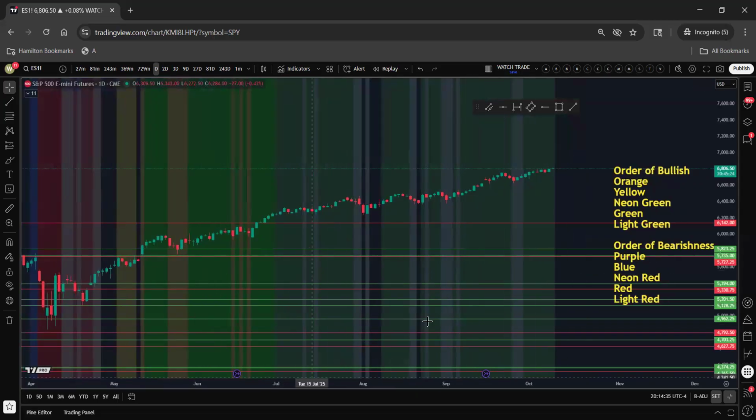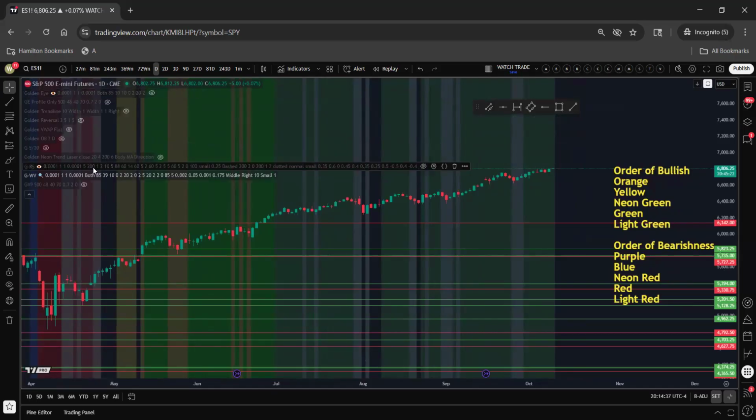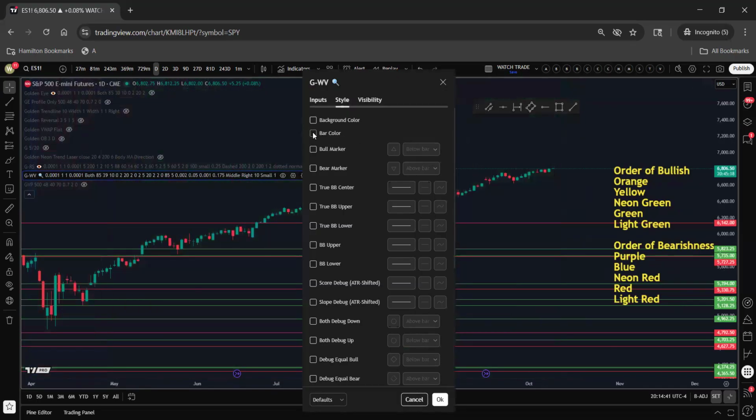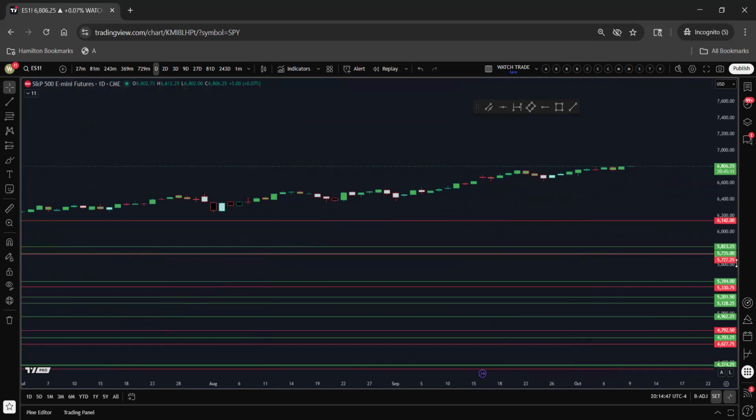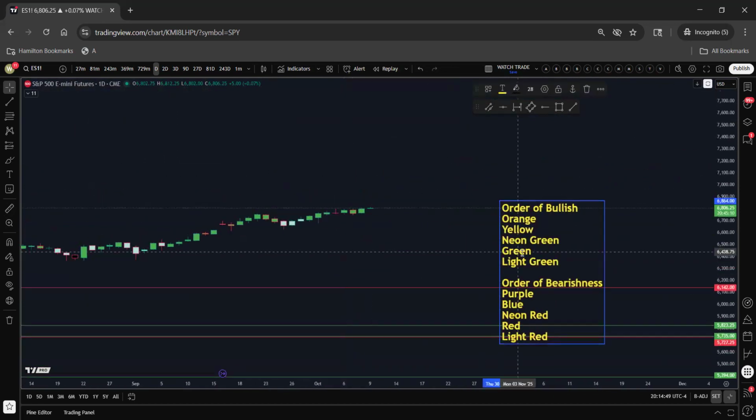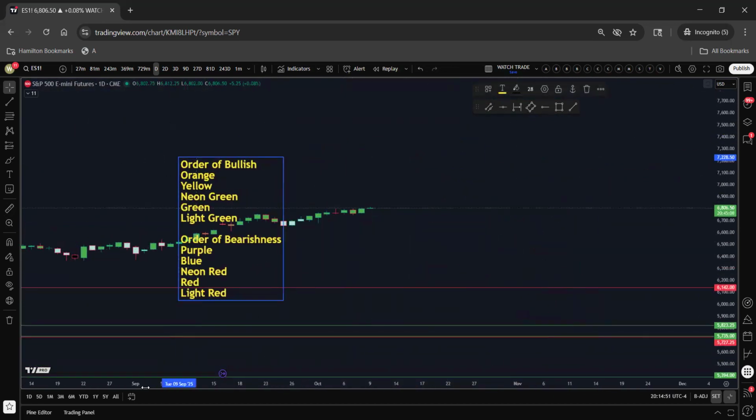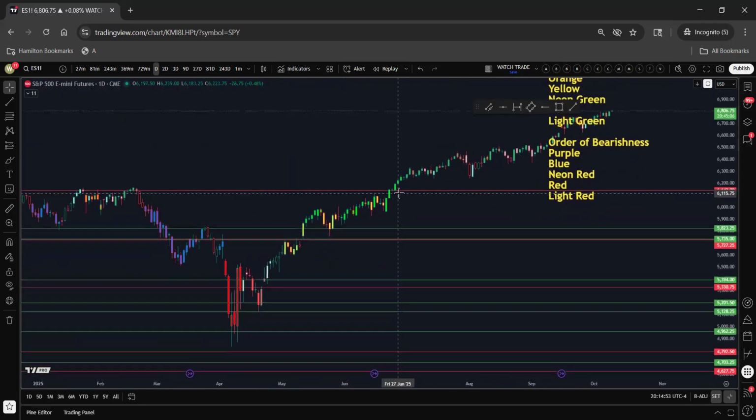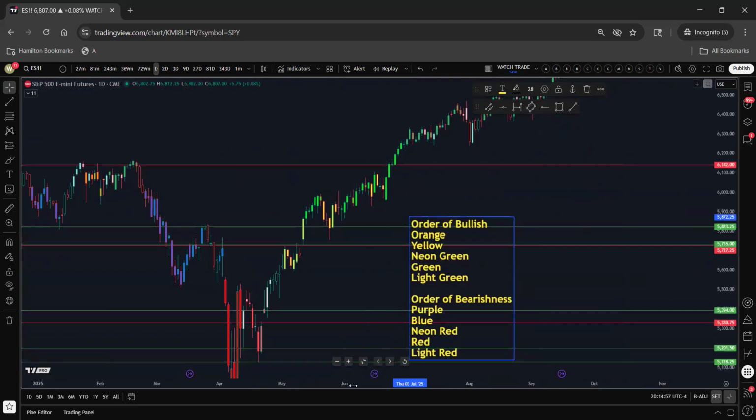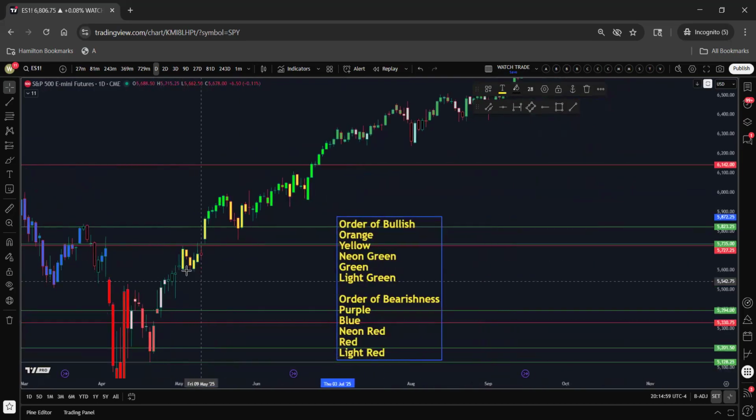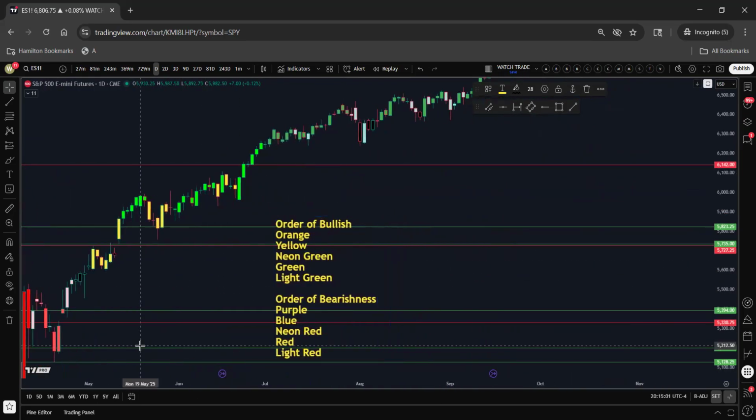All right, so that's one aspect of this indicator, the background. Let's hide that. Let's focus on the bar colors. These are the bar colors. They're going to be based on this key here that we just made. Let's move this over. So let's look at the earliest possible bullish entry that we have here. You see we have the algorithm at play here. We have black candles.